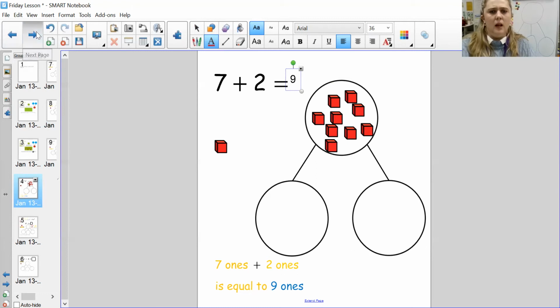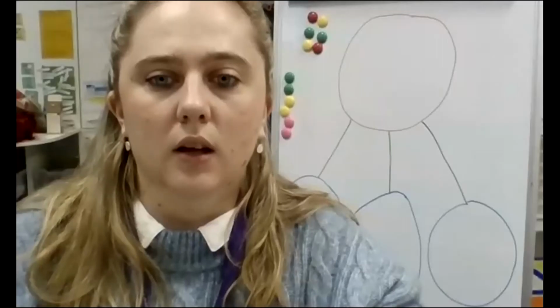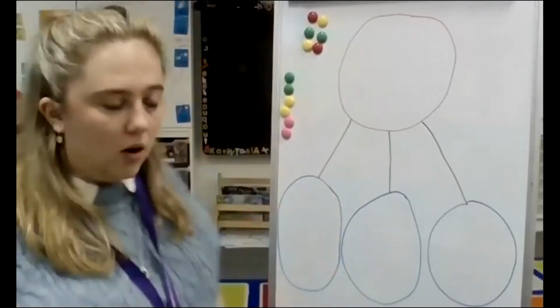So if 7 plus 2 equals 9, then what does 17 plus 2 equal? Okay, we're going to do it together. Please follow along with me, okay? I'm going to stop screen sharing. So here we go. Can you see my part whole model?